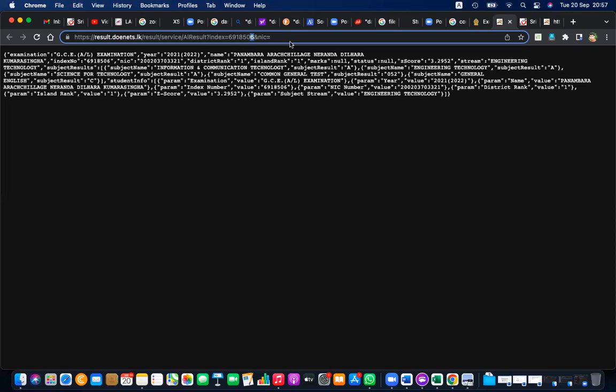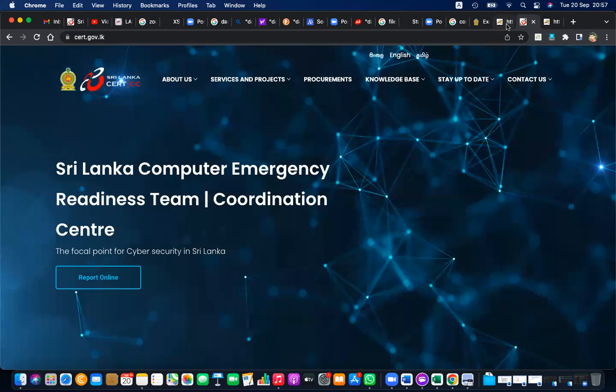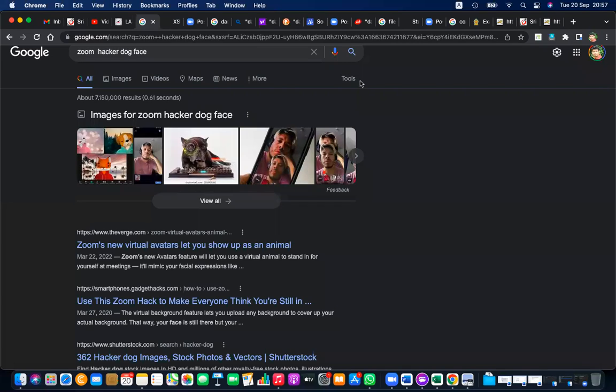Therefore that will be categorized under unauthorized access and they can fine you or they can even put you into jail. Therefore be careful. There are issues. So if you look, there are plenty of issues on the Sri Lankan side, and not only the Sri Lankan side, the other sides also. So let me show something interesting.